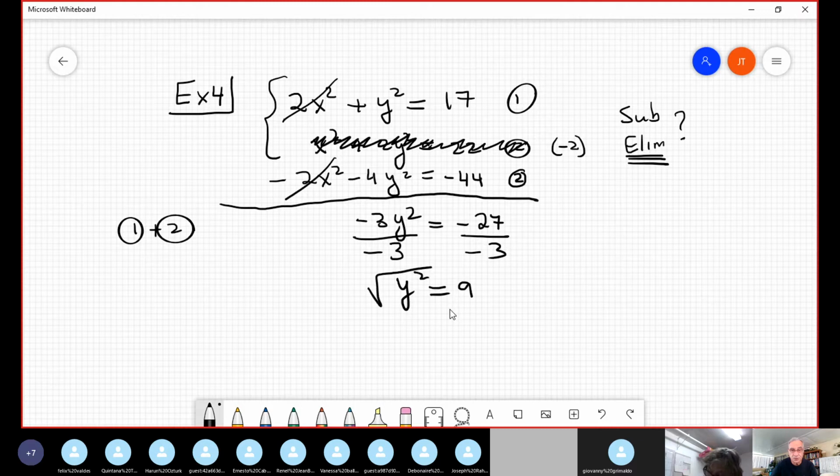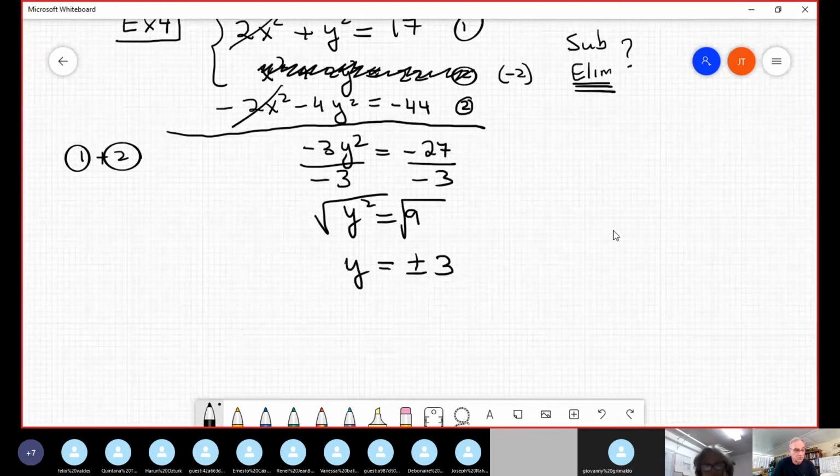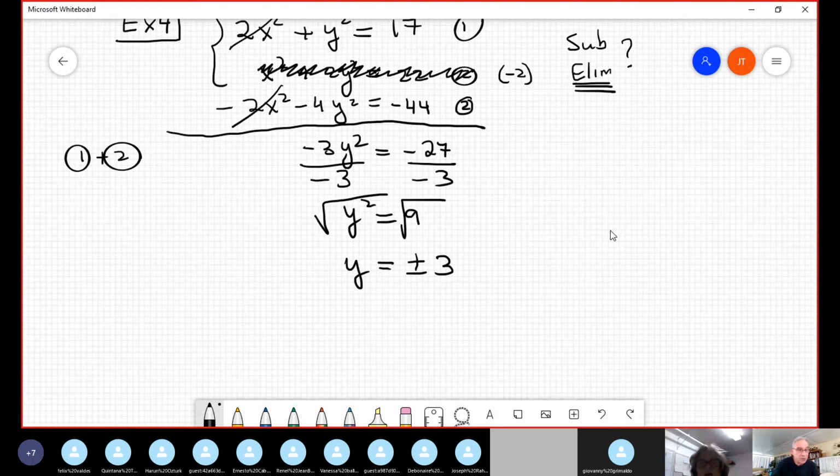Apply the square root because it's a quadratic equation. An incomplete quadratic equation is easily solved by the square root method. y is equal to plus or minus. Don't forget the double sign, because the square root of 9 is plus or minus 3. So we have the principal square root, positive 3. Now, in order to find the x value, we can use either equation.